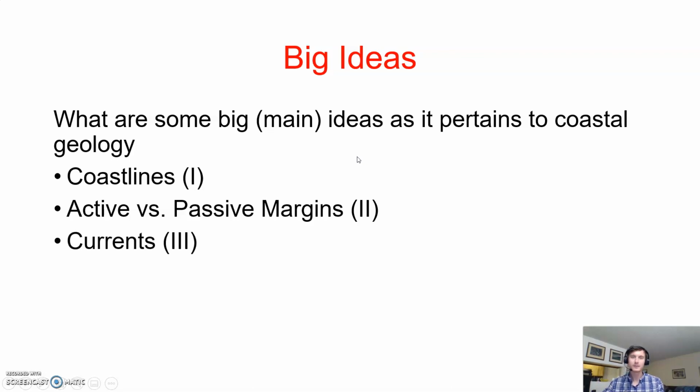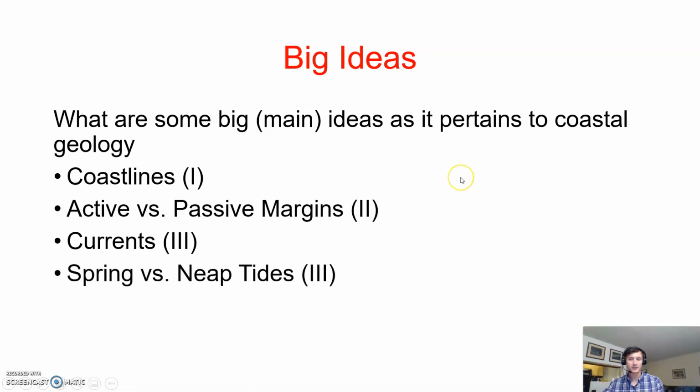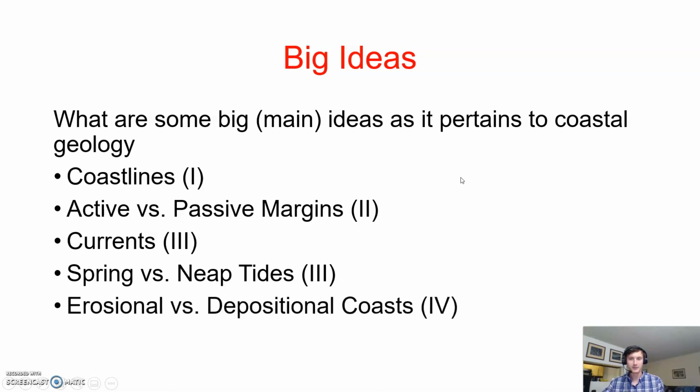Currents, what are they? What are the predominant patterns, and why do those patterns exist? Spring tides and neap tides, a long discussion on this one. What are they, and why do they happen? Why are they important? And finally, we have our different coasts: erosion-dominated coasts and depositional-dominated coasts. Finally, all the landforms that are associated with each.